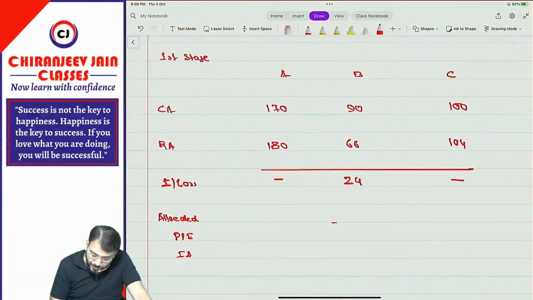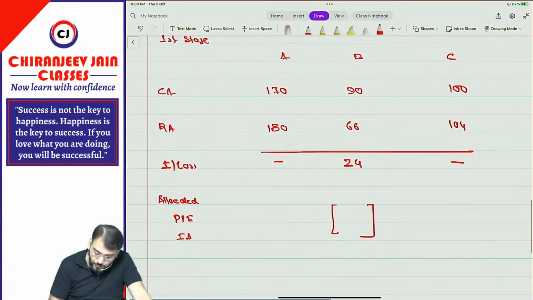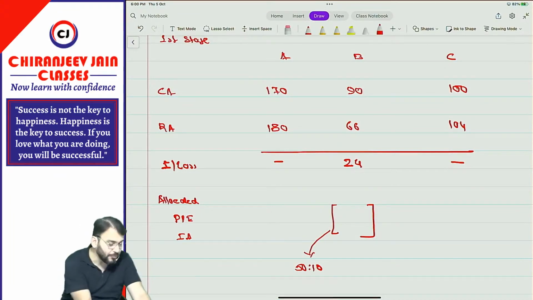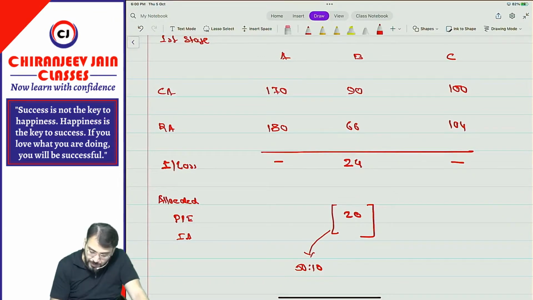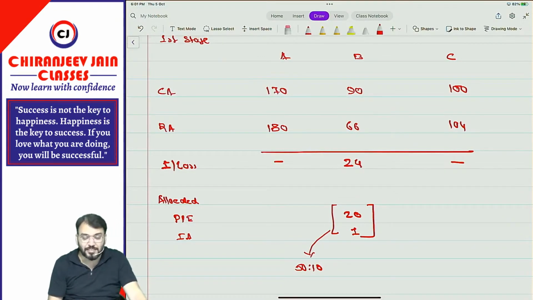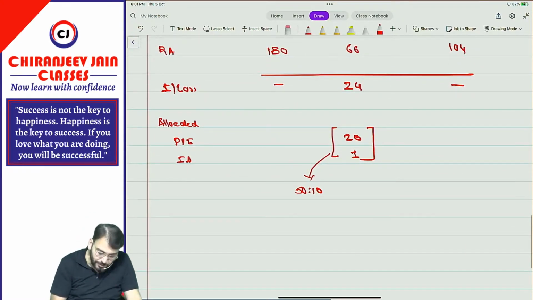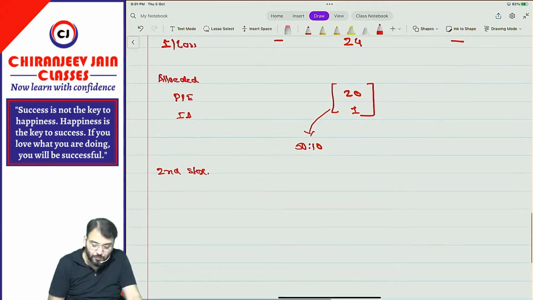So it will be allocated in the ratio of 50 is to 10, means 5 is to 1. So 24 divided by 6 into 5. So it will be 20 and this will be 4. So we can find out the revised carrying amount. Understood. Now we'll do second stage impairment testing.